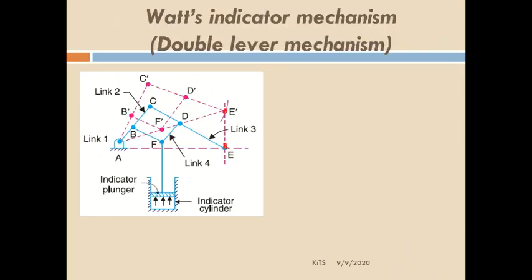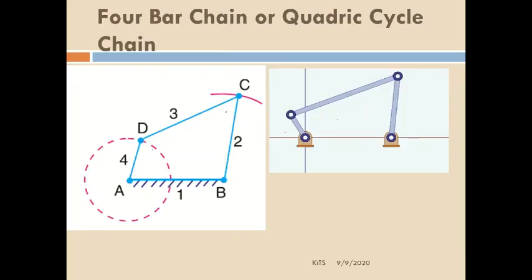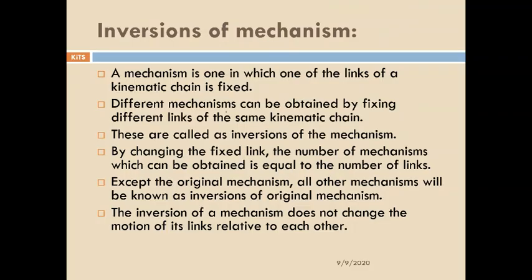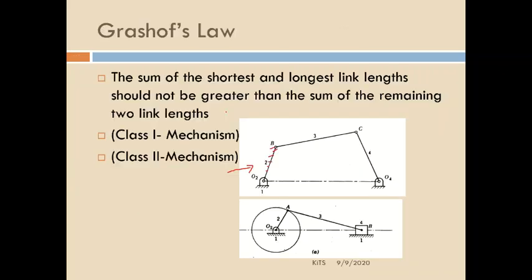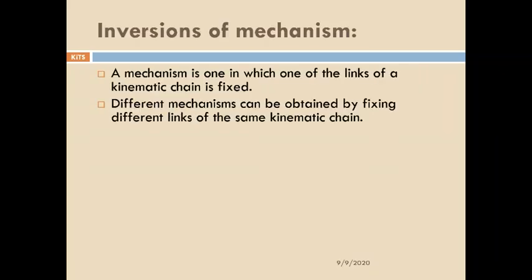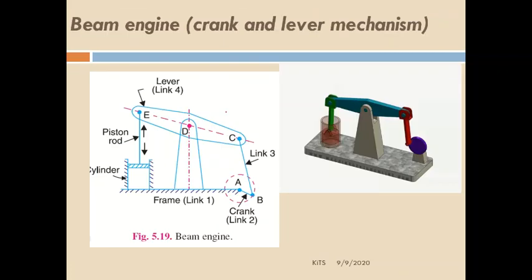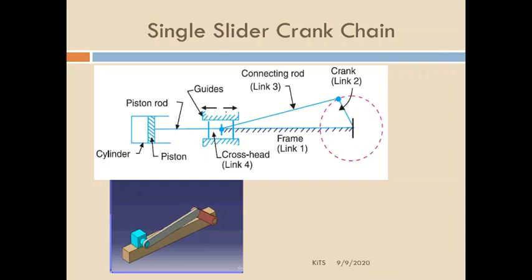So these are the examples of inversion of 4-bar chain mechanism. So in this class we have seen about Grashof's law. Then we have seen about 4-bar chain mechanism, then inversion of 4-bar chain mechanism. We will see the inversions of single slider crank chain mechanism in the next class.